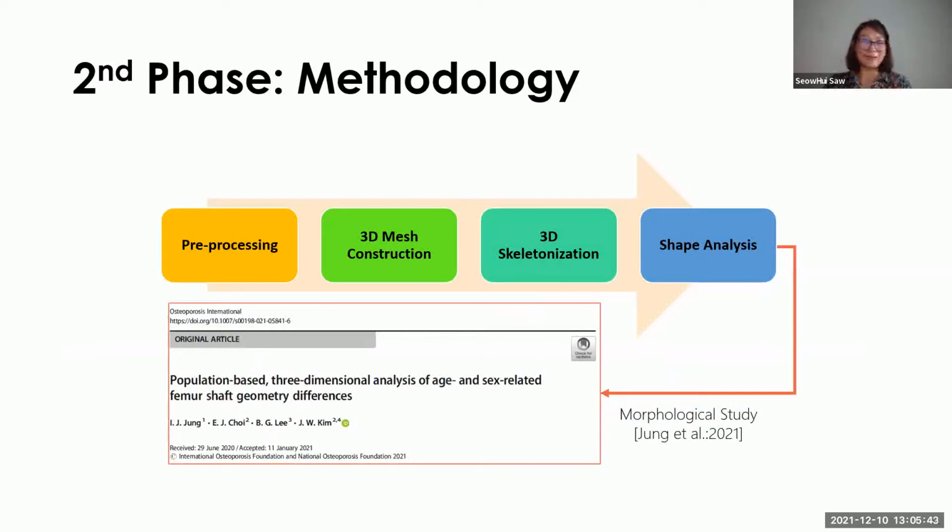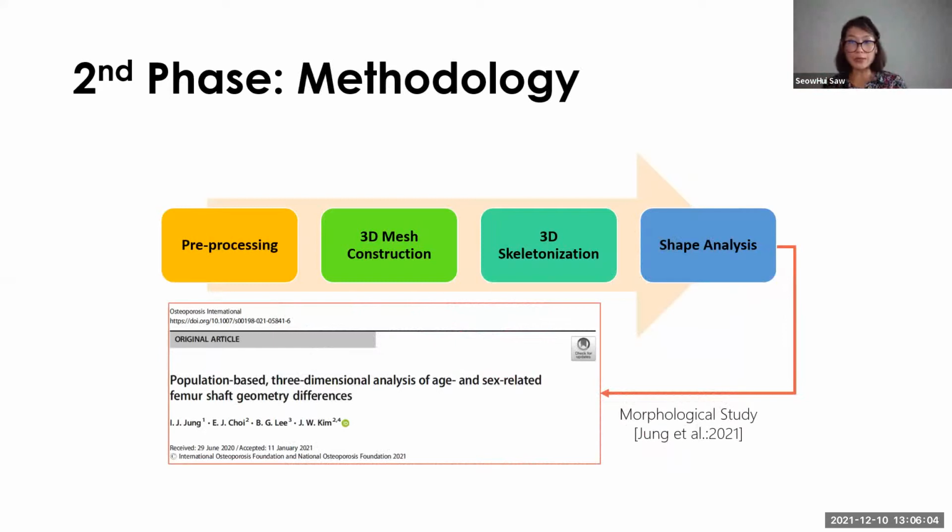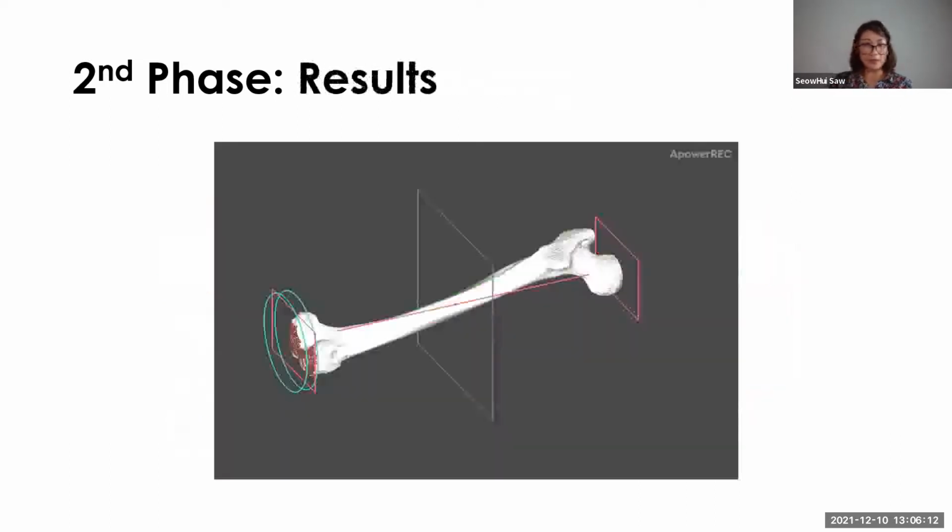And the shape analysis. So this 3D preoperative system is used by Professor Jung, I think Dr. Jung in Korea. And they came up with a paper called population-based 3-dimensional analysis of age and sex-related femur shaft geometric differences. Actually, to study the bone structure. It's actually a morphology study, a very detailed study.